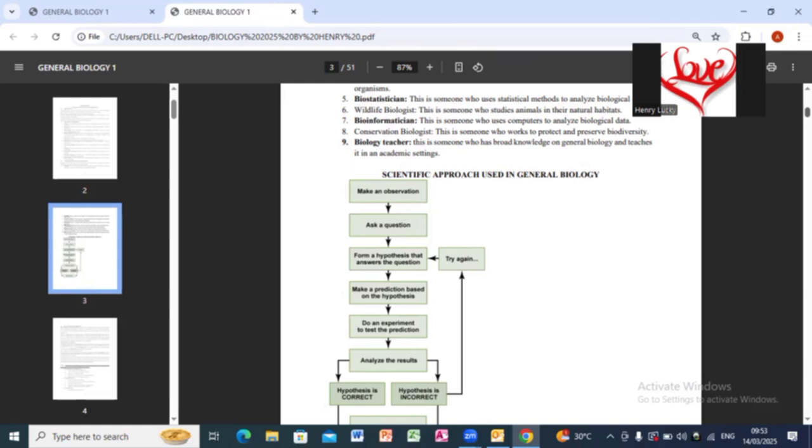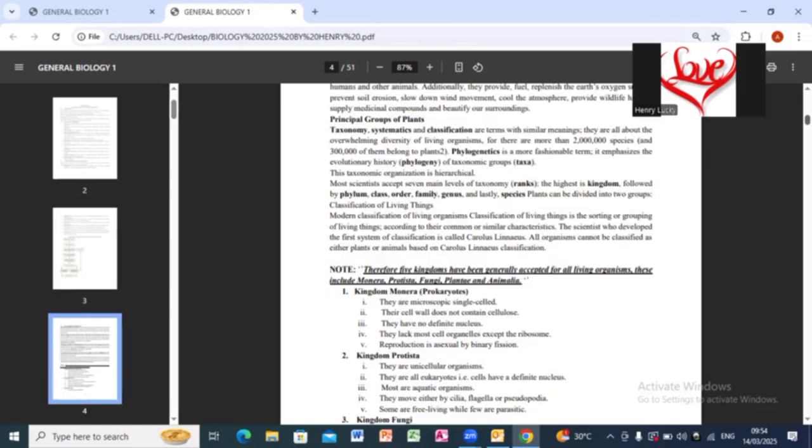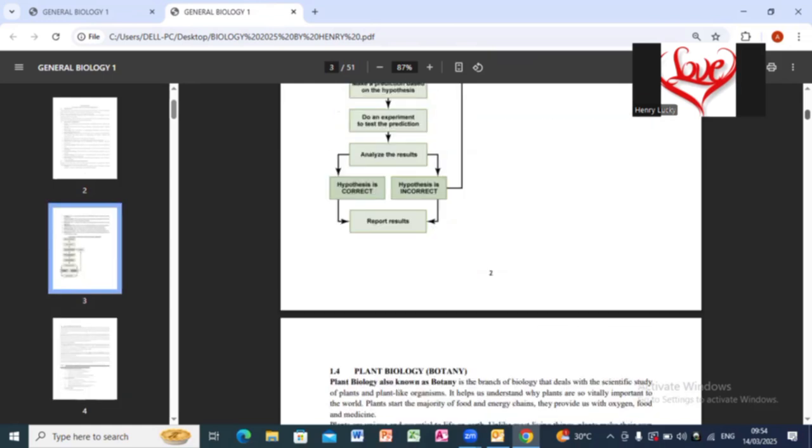Then from there you now go for experiment, where you go for field work, you ask questions and you collect samples and so on and so forth. Then at the end of this experiment, your hypothesis can now either be positive or negative. That is correct or incorrect. Then after that, you now make your report, and that will be the end of your scientific approach.